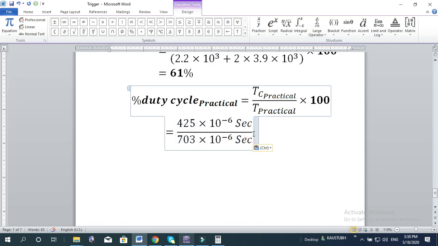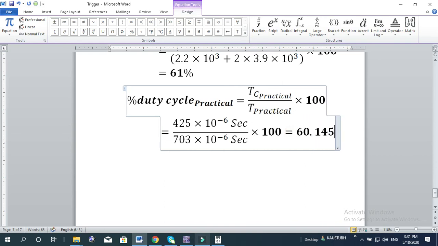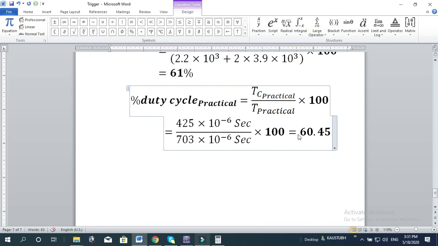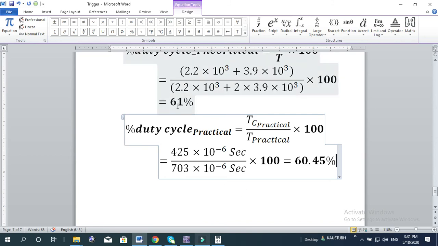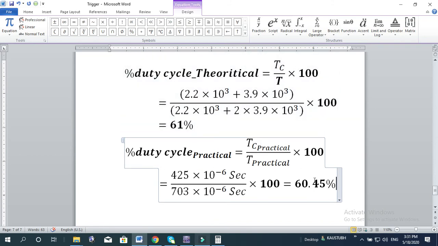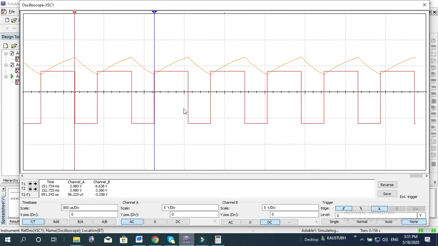into 100%, which is equal to 60.45. Sorry, 60.45%. So there is a slight difference of these two. So it is 61% theoretically and practically 60.45% of duty cycle. Okay. So this is your roughly 61% duty cycle.